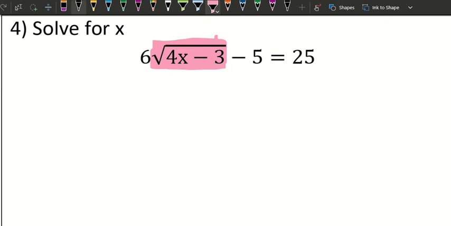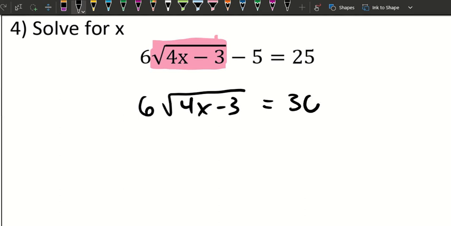I'm going to begin by adding 5 to both sides. This becomes 6 times the square root of 4x minus 3 equals the number 30. Again, I'm reminding myself I am isolating the square root of 4x minus 3. I cannot push across this a factor of 6 and think that it's equivalent. I can't do that. I cannot distribute the 6 inside the radical. Not the 6 anyways. But I can divide both sides of this by 6.